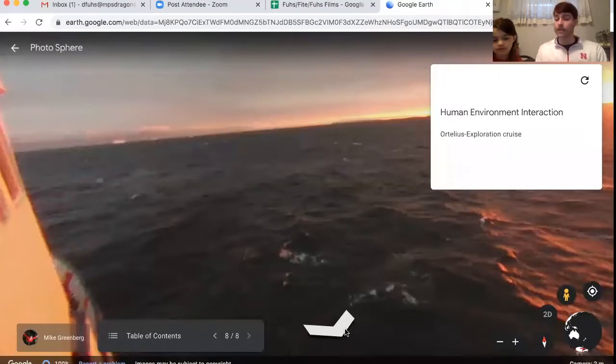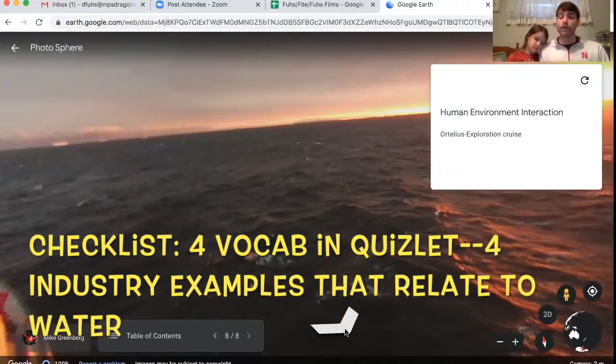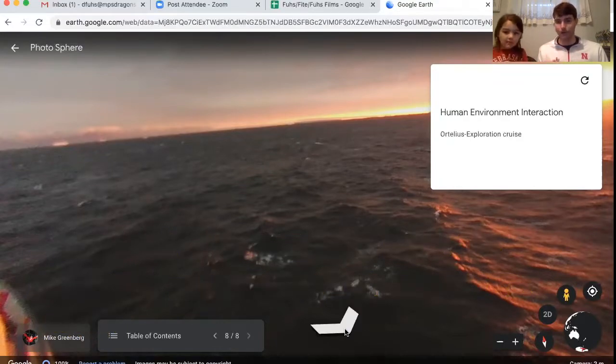Okay, so that's our vocabulary terms for the day. Go ahead and add those 4 terms: a cove, a harbor, a gulf, and a bay to your Quizlet. You should be up to 8 total terms now. And your assignment today is to find 4 examples of human industries that have to do with water. So we looked at deep water oil drilling, we looked at the relationship with polar bears and exploration, and we looked at the Sydney Opera House.